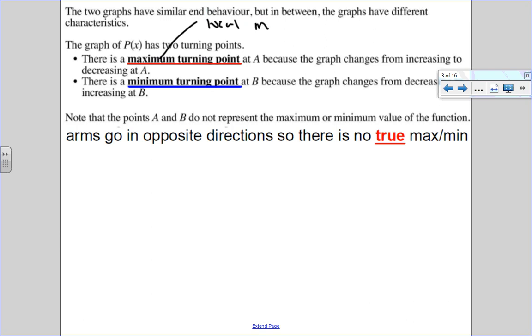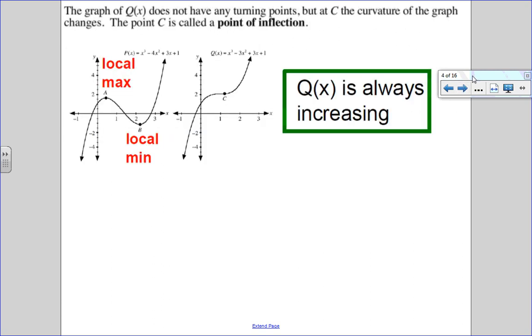So we can also call them local max or local min, which just means in that area they are a max or min. Here's an example where I'm labeling local max and local min. So it is a maximum turning point, but I can also call it a local max. This is a minimum turning point, which is also called a local min.